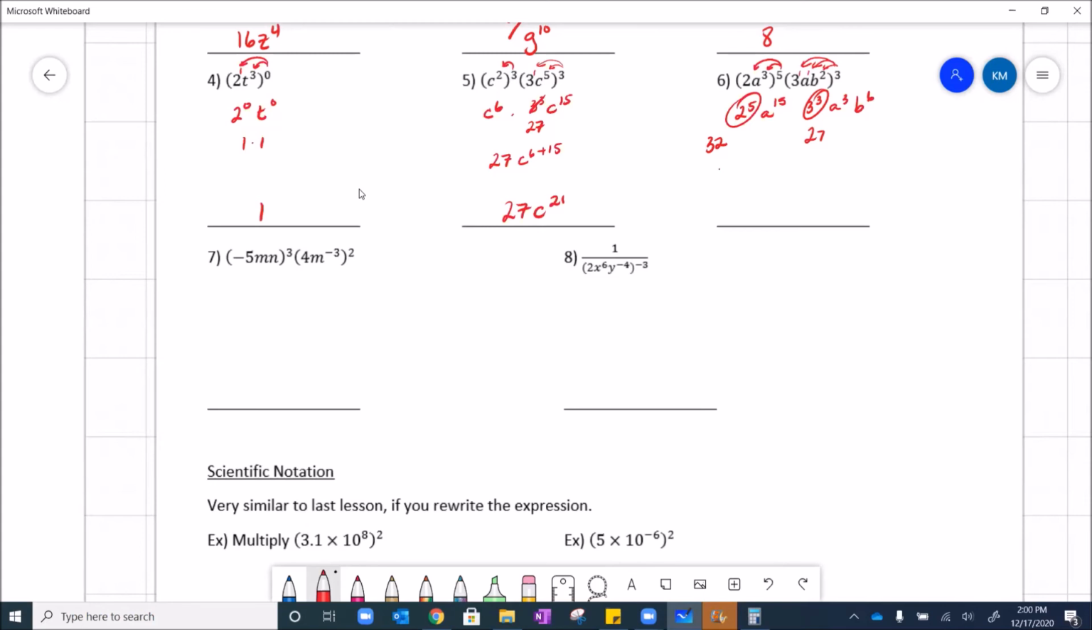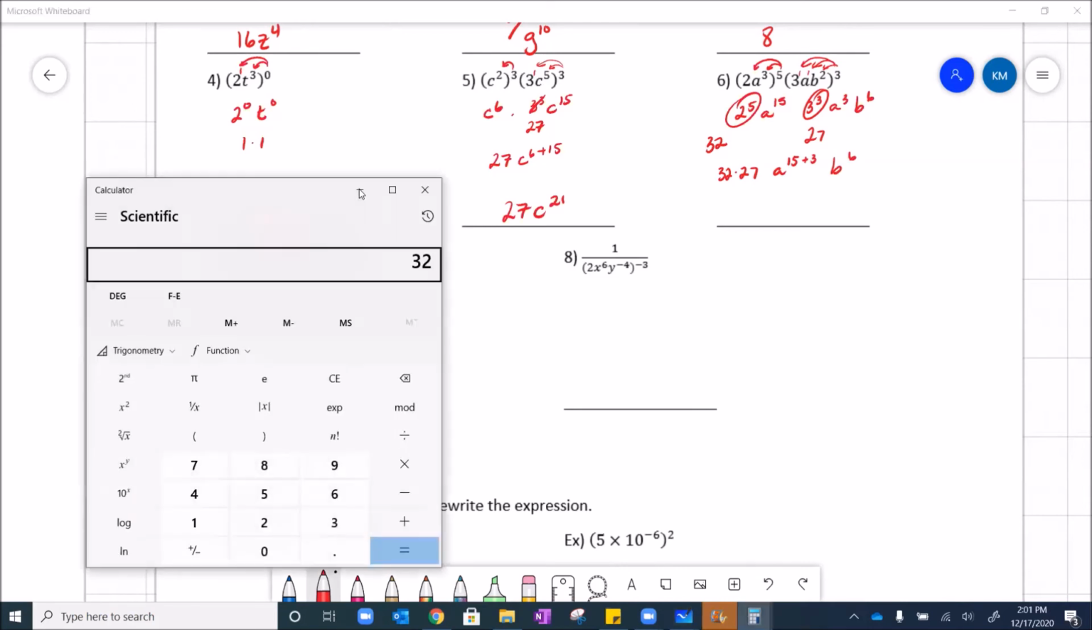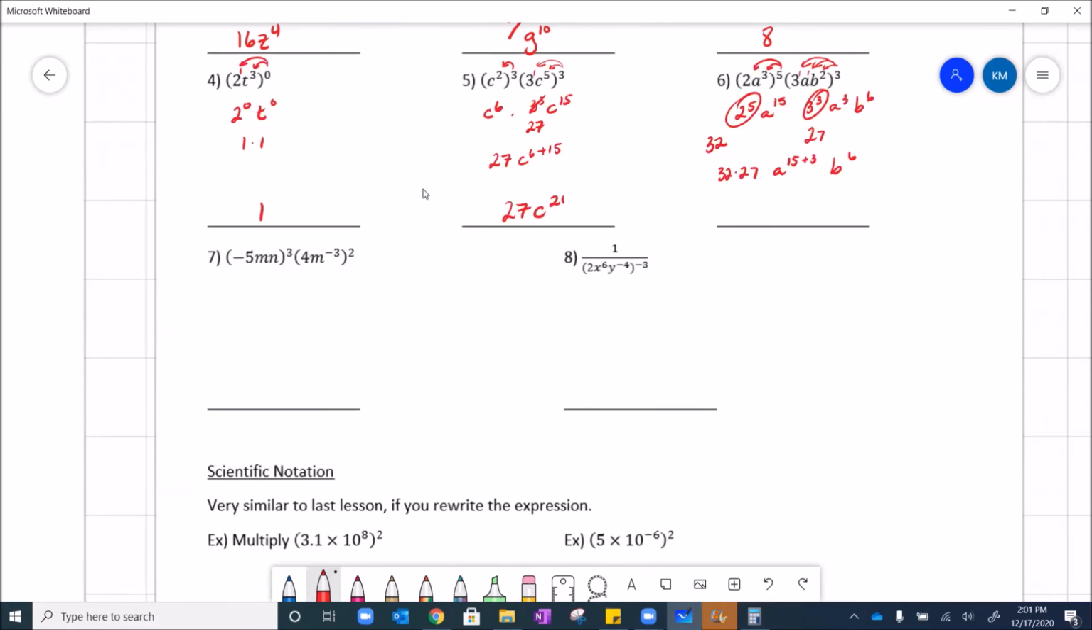So I'll have 32 times 27, a to the 15th plus 3 because we're multiplying those, and then b to the 6th. There's no other b's. All right, double check and make sure I included everything. 32 times 27 gives me 864. 864, a to the 18th, b to the 6th.